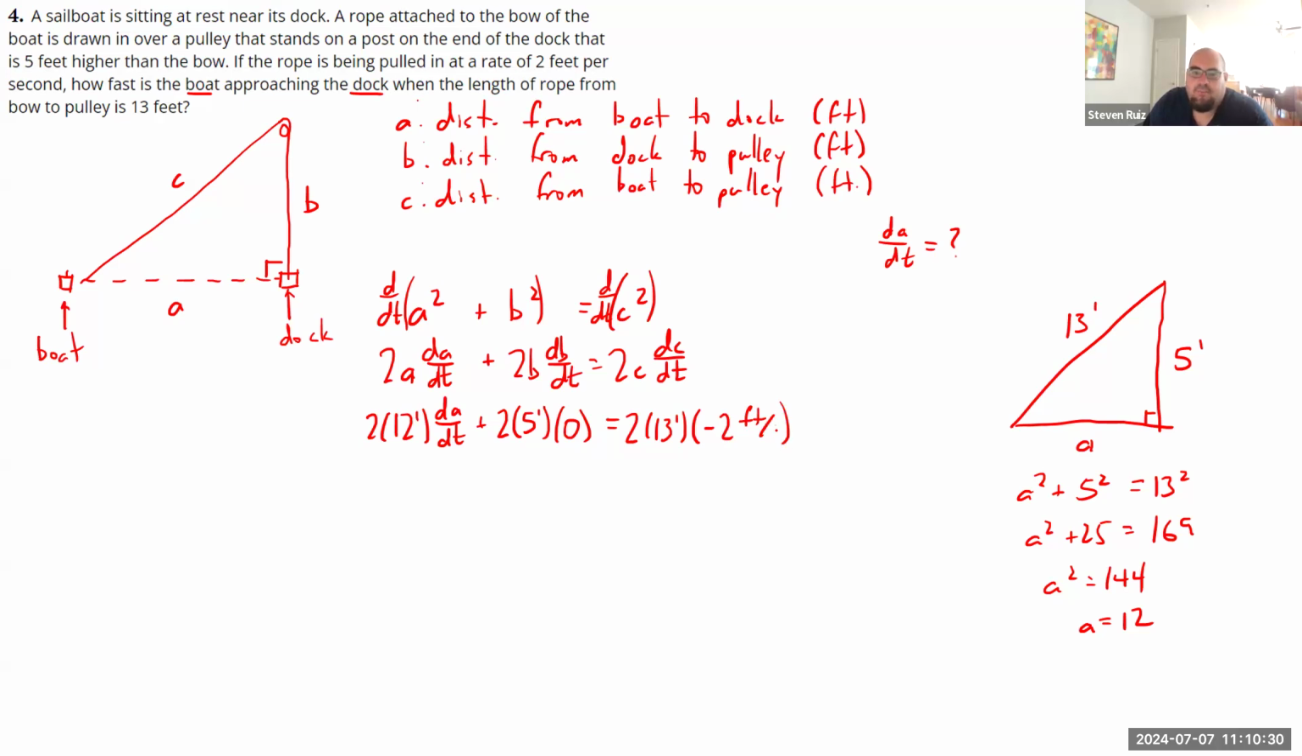Why is it negative? Well, I am pulling in that rope, so I believe the distance is decreasing. The length is decreasing, so I'm going to call it a negative value, which should make sense because now we're going to get a negative value for dA, which hopefully you expect. So this middle term vanishes. So now I get 24 feet dA dt equals negative 52.